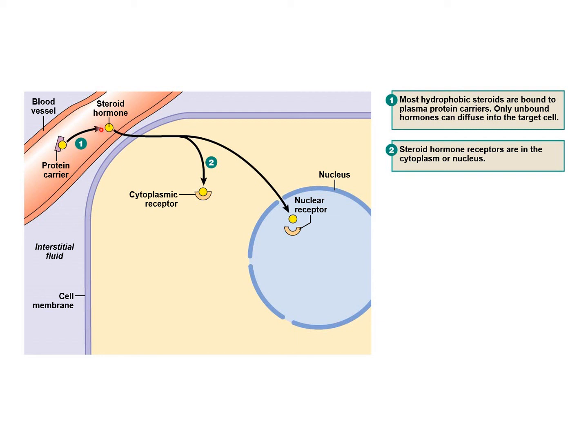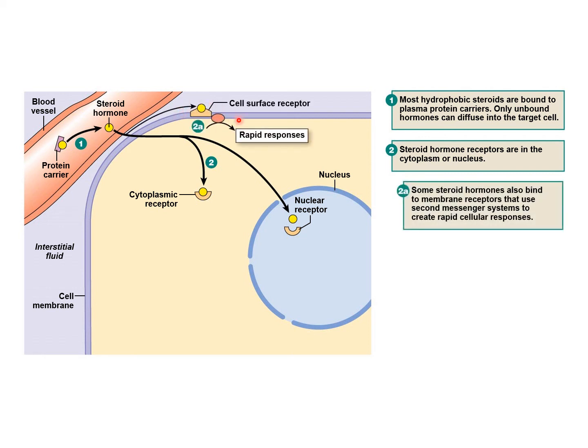Assuming we get to a target cell, that hormone, if it's free from the protein, can diffuse through those membranes and either interact with cytoplasmic or nuclear receptors to mediate genetic responses. But hold on a second. It's possible that target cell may have a cell surface receptor and interact with it that way for rapid responses. So step 2 is talking about where the receptors might be, and the sky's the limit when it comes to steroids. That's what makes it a little more complicated than the others.